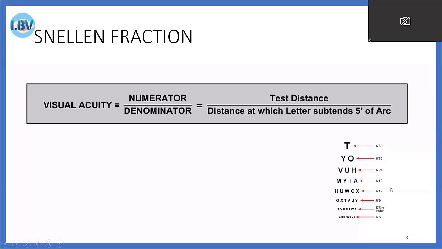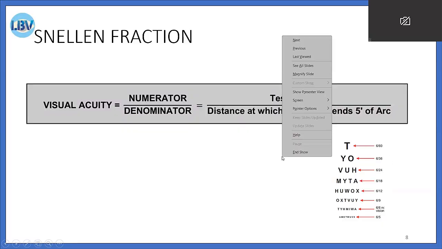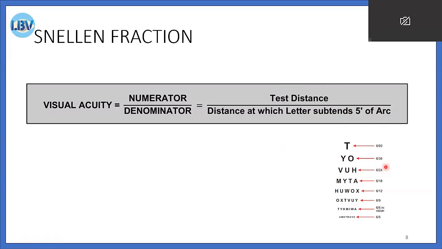Here is a small chart. You can see it has values of 6 by 60, 6 by 36, 6 by 24, 6 by 18, like this. What does it mean? What is this 6, and what is this 60? Something at the top of a fraction is the numerator, and something at the bottom is the denominator. So what is the numerator here? It is 6 everywhere. It is the distance at which the test is done.